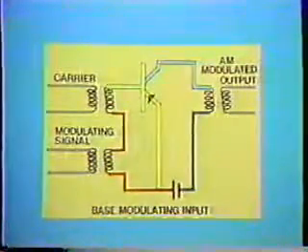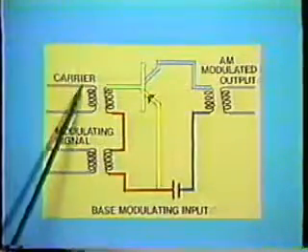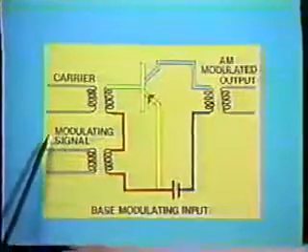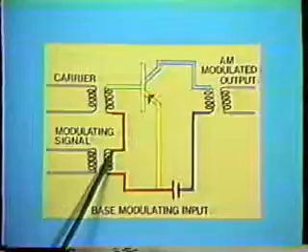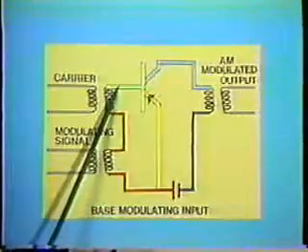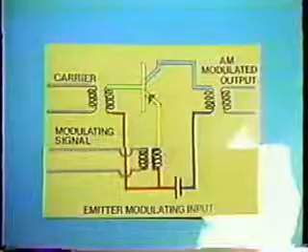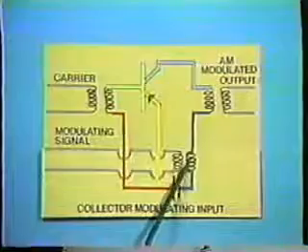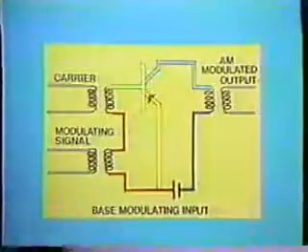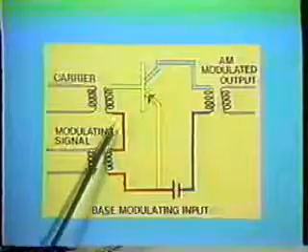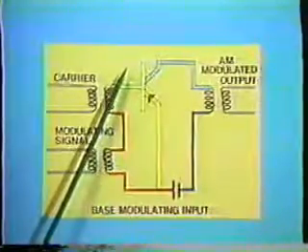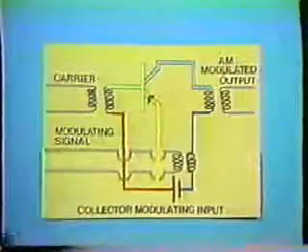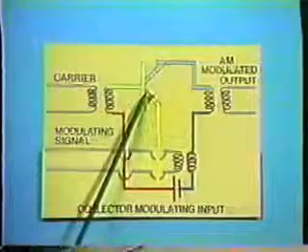In a transformer-coupled amplifier, the carrier is applied to the amplifier right here. The modulating signal may be applied by a transformer to the base, like this, or to the emitter, like this, or to the collector, like this. When the modulating signal is applied to the base or emitter, it is called low-level modulation. And when the modulating signal is applied to the collector, it is called high-level modulation.